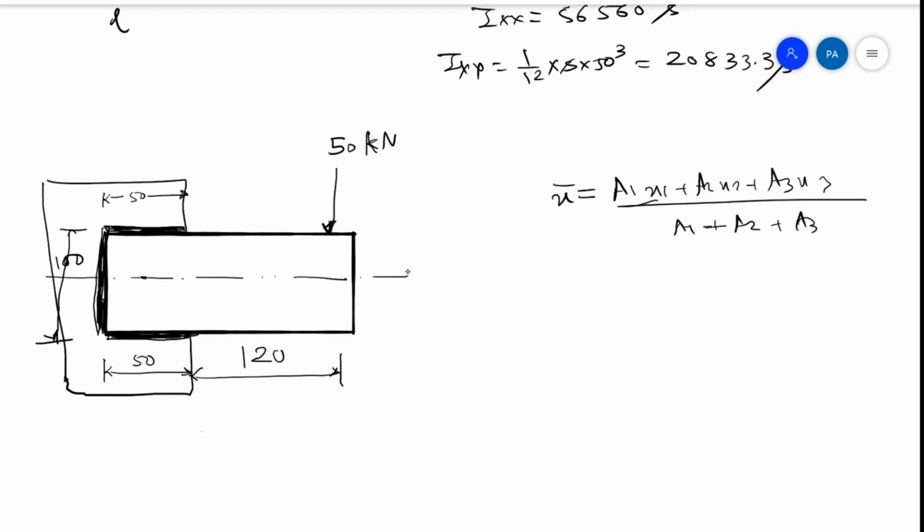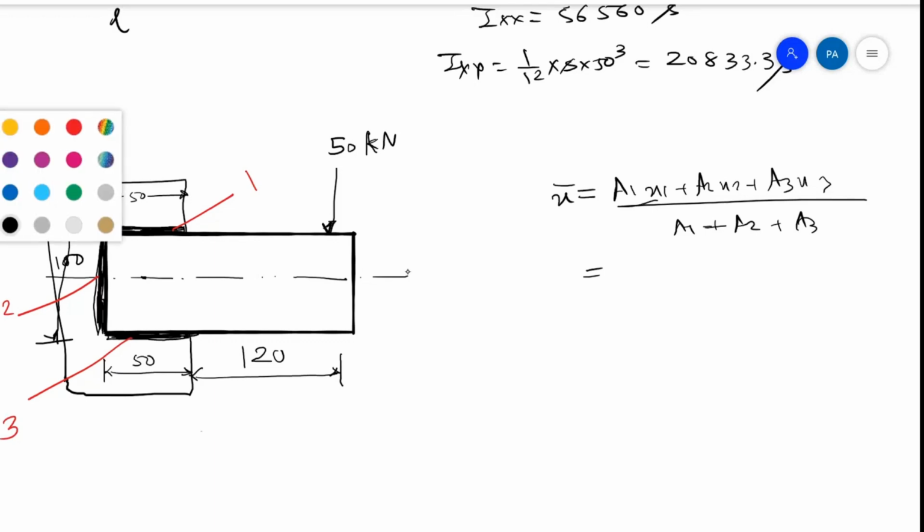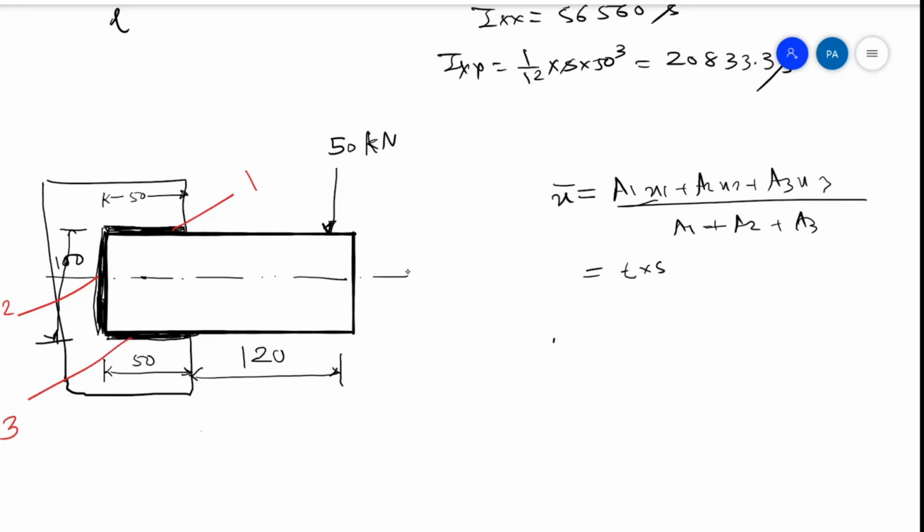Now, since you are considering this as a line weld, A1 means which one? There are 3 welds, so I show 3 welds here. This is 1, this one is 2. I'm not going to solve the entire sum. You have to do it. I'm just telling you how to solve. So A1 is T into 50.